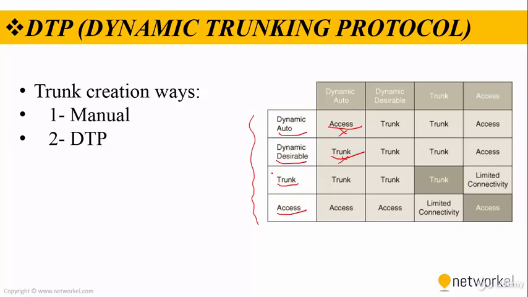The dynamic auto makes the Ethernet port willing to convert the link to a trunk link. The port becomes a trunk port if the neighboring port is set to trunk or dynamic desirable mode. This is the default mode for all Ethernet ports. And lastly, we're going to talk about the dynamic desirable, which makes the port actively attempt to convert the link to a trunk link. The port becomes a trunk port if the neighboring Ethernet port is set to trunk, dynamic desirable, or dynamic auto mode.